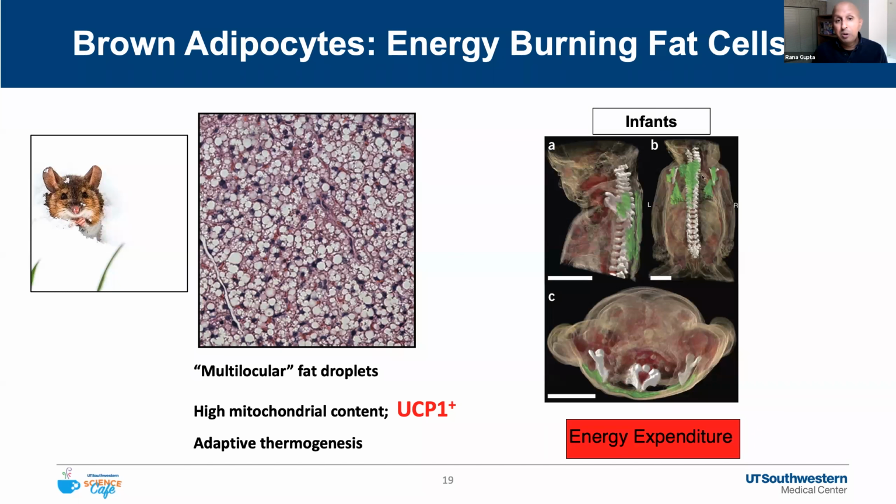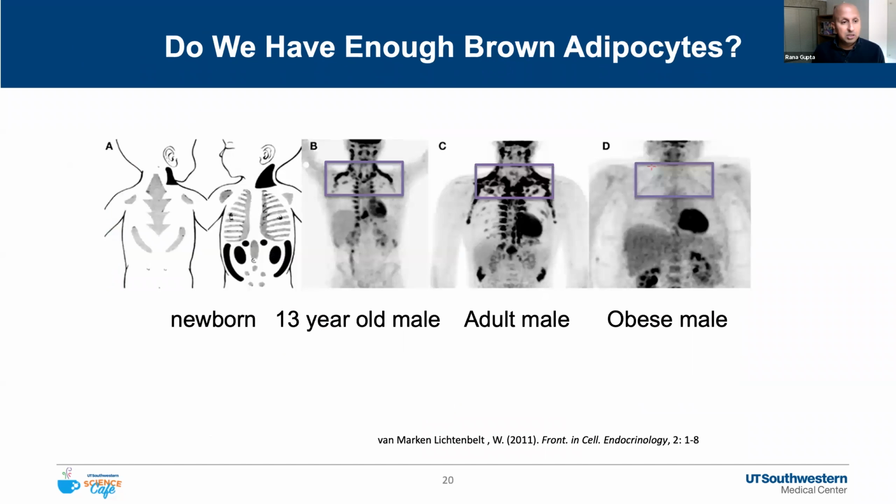We have brown adipose tissue as newborns and in infants in what we call the interscapular region, so just behind the shoulder blades. But as we get older, that particular brown adipose tissue kind of goes away. In adults, we also have brown adipose tissue. And we've only realized this in the last 10 years or so through revisiting PET scans.